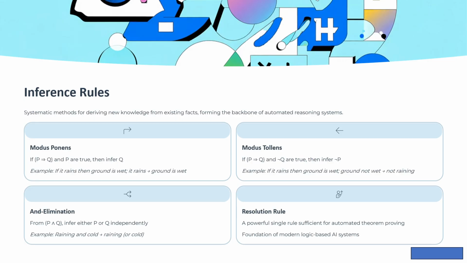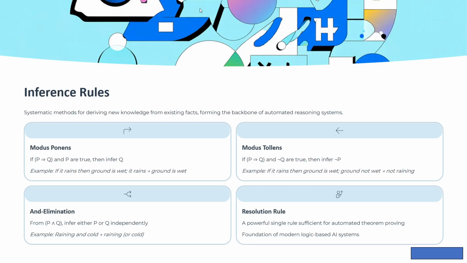Inference rules. Propositional logic supports automated reasoning through these rules, like modus ponens and modus tollens. If P implies Q is true and P is true, then Q must be true. This is modus ponens. If P implies Q is true and Q is false, then P must be false. This is called modus tollens.